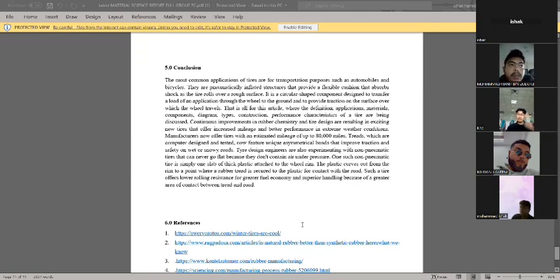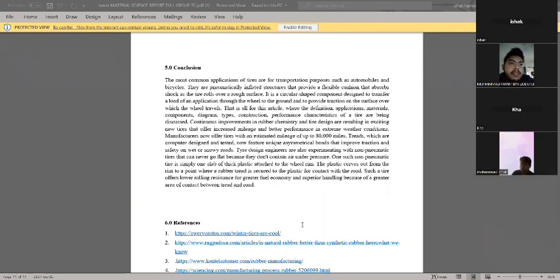For the conclusion, the most common applications of tires are for transportation purposes such as automobiles and bicycles. They are pneumatically inflated structures that provide a flexible cushion that absorbs shock as the tire rolls over a rough surface. It is a circular shaped component designed to transfer a load of an application through the wheel to the ground and to provide traction on the surface over which the wheel travels.